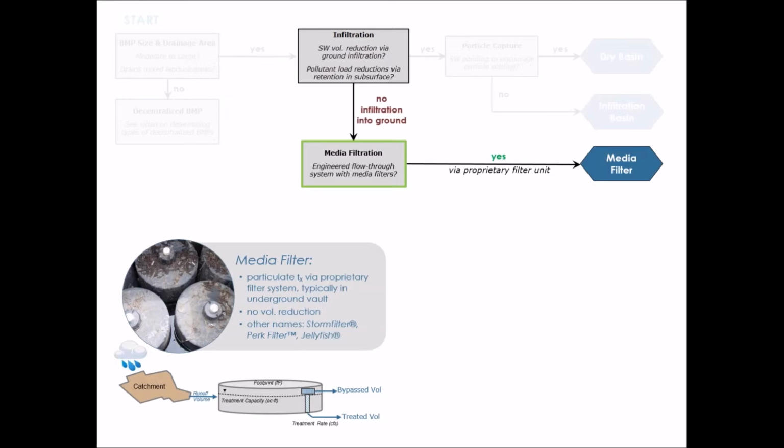Media filters are typically installed in underground vaults, are accessed via manholes, and are comprised of filter units filled with compost, perlite, carbon, or some other compound. No stormwater reductions occur with these BMPs.